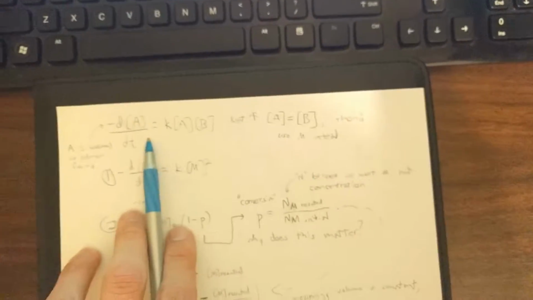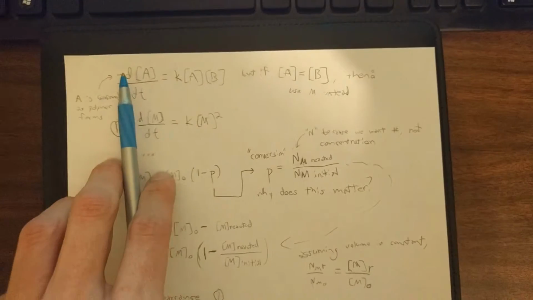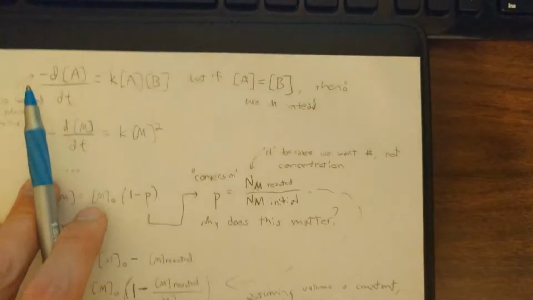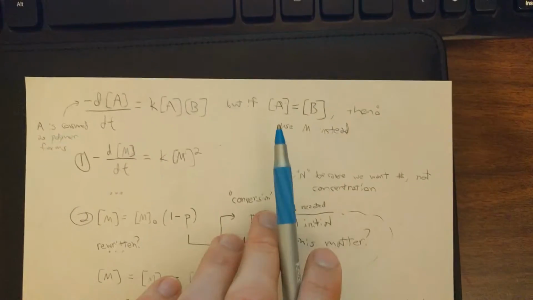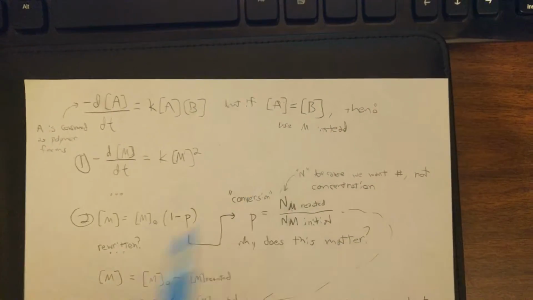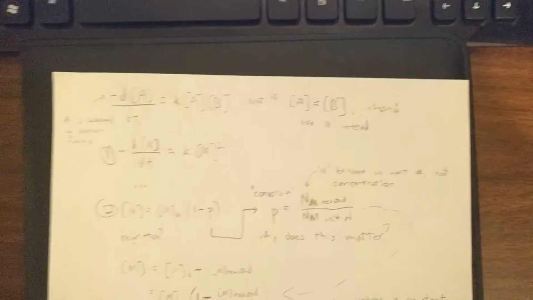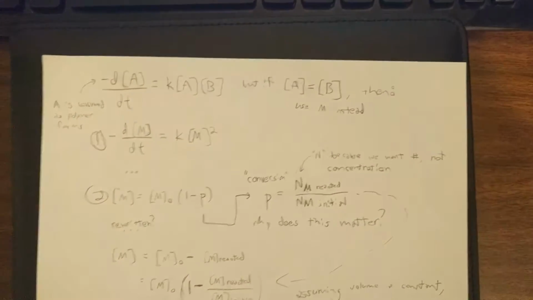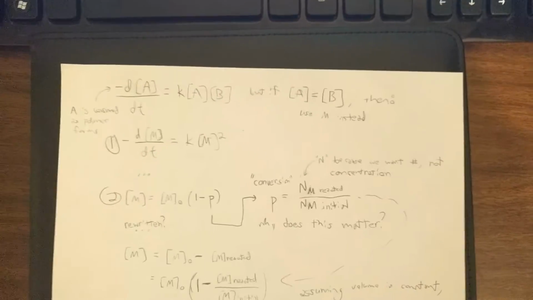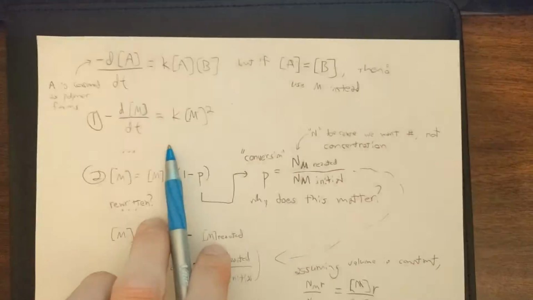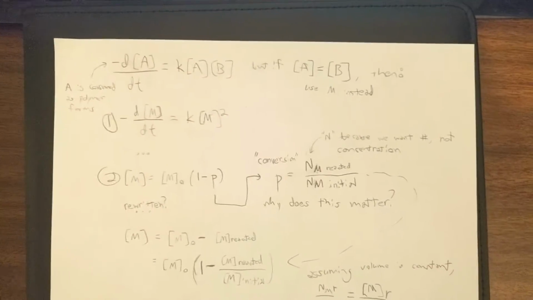rate form, although we made it negative because A is actually being consumed in this reaction. Now, the first simplifying assumption we can make is that the concentration of A equals the concentration of B, because there would be no use in setting up a reaction where they were not equal. That would just leave stuff in the flask by default. But when we replace A and B with M, we get equation 1.